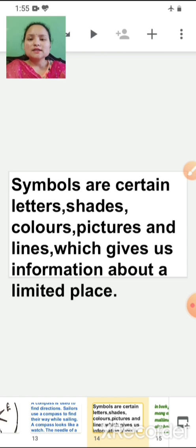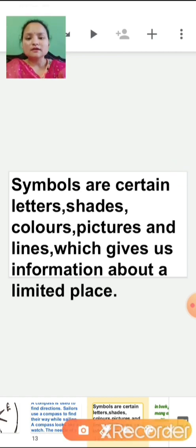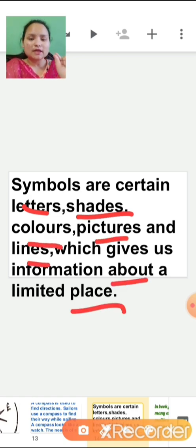Okay, now let's talk about symbols. Symbols are certain letters, shapes, colors, pictures and lines which give us information about a limited place.